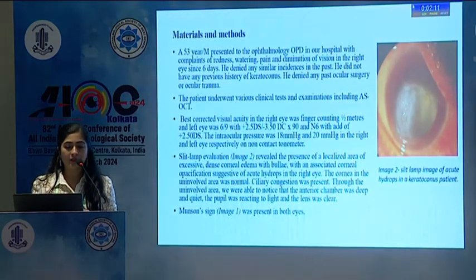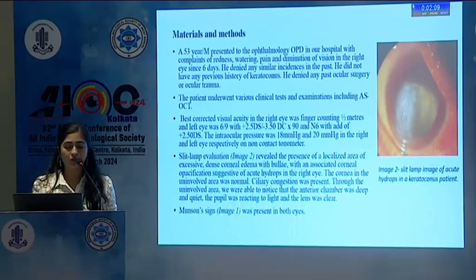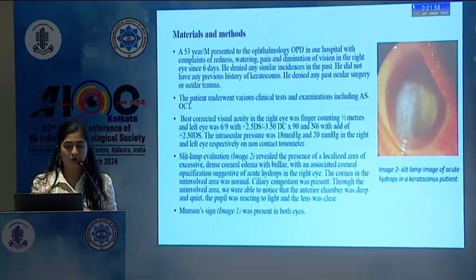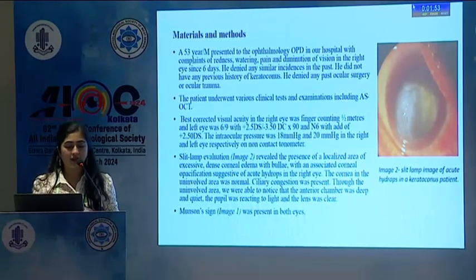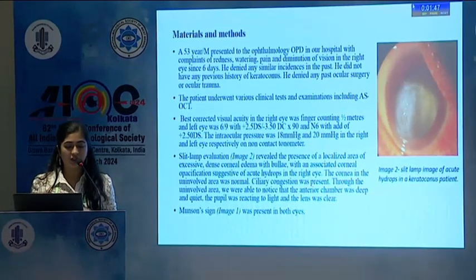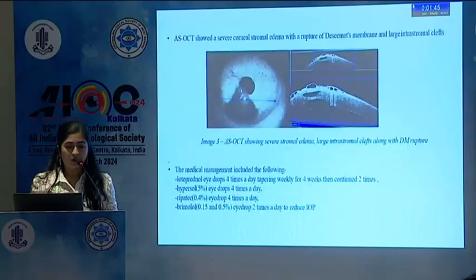A 53-year-old male presented with complaints of redness, watering, pain, and diminution of vision in the right eye since 6 days. He denied any other positive history. The patient underwent various clinical testing and examinations, including the ASOCT. The BCVA in the right eye was finger count half meter and left eye was 6/9. The slit lamp evaluation revealed the presence of a localized area of excessive dense corneal edema with bullae with an associated corneal opacification suggestive of acute hydrops in the right eye. The ASOCT showed a severe corneal stromal edema with rupture of the Descemet's membrane and large intrastromal clefts. The patient was medically managed using loteprednol, Hypersol, Repatec, and Brimonidine eye drops.